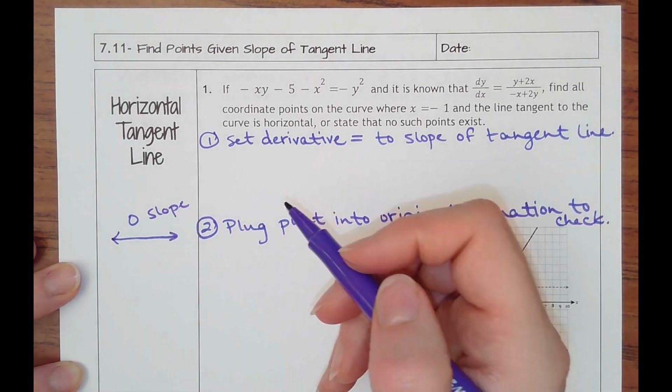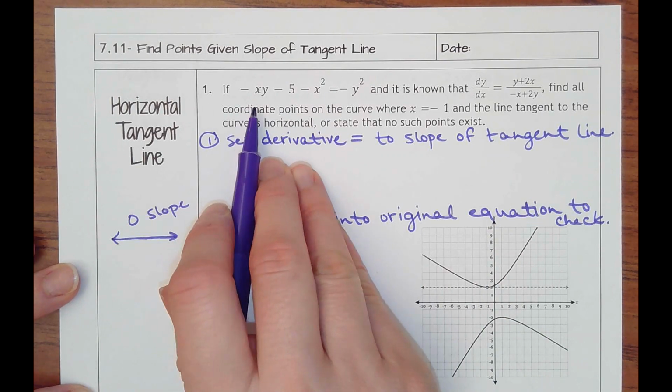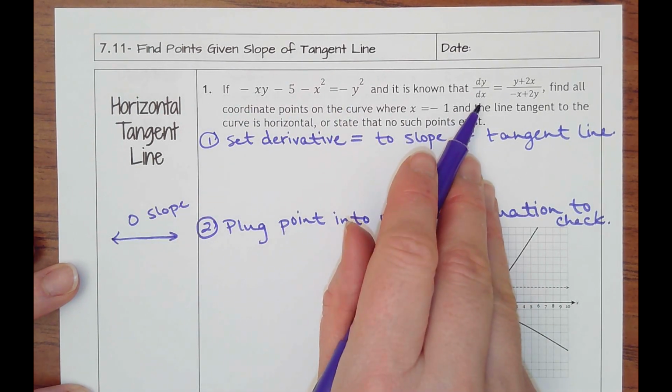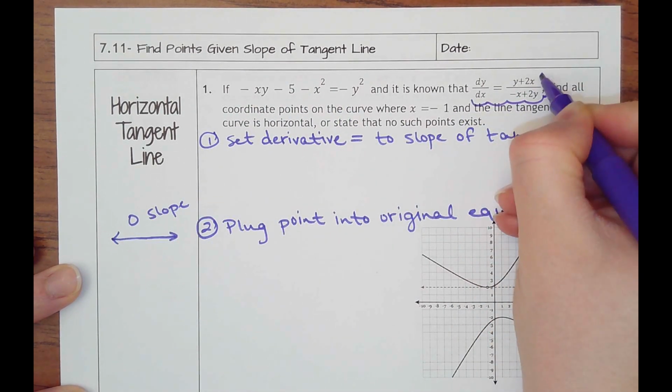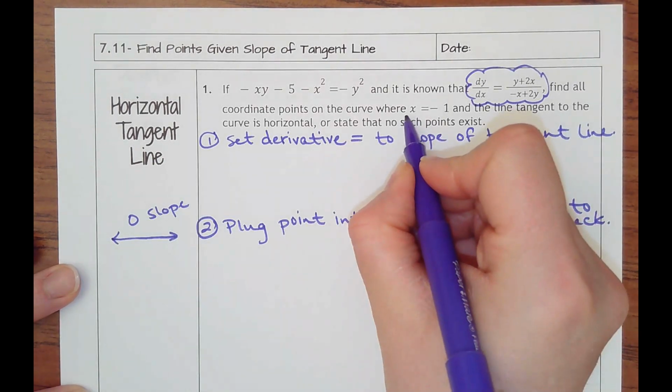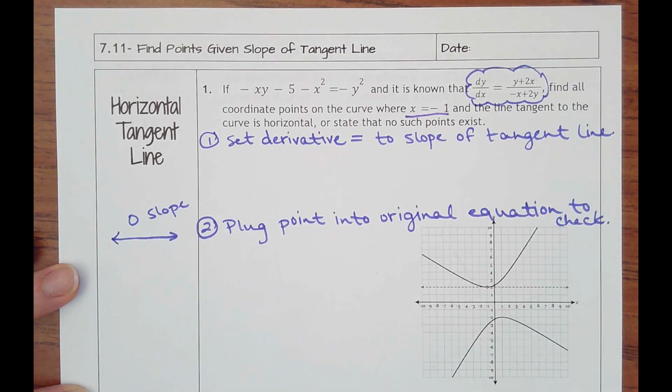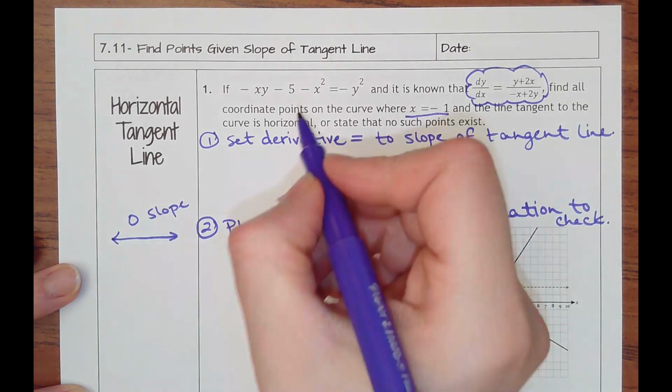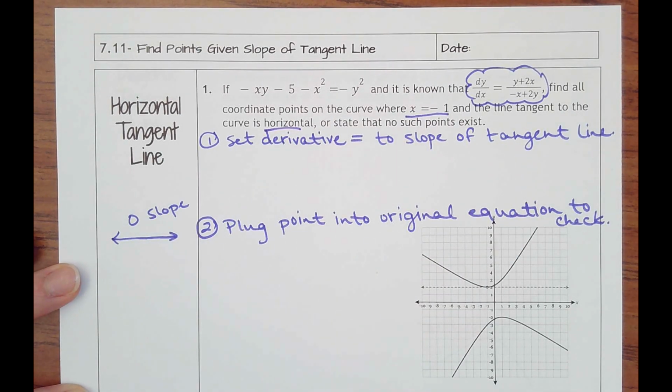The nice thing about this lesson is they give us the equation and then they go ahead and give us what the derivative is. They're not expecting us to do that part because we should already know how to do it. But we're trying to find all the coordinate points on the curve where x equals -1 and the line tangent to the curve is horizontal, or state that no such points exist. So it's possible that we don't get any points.